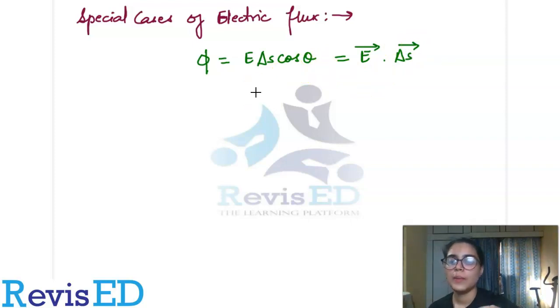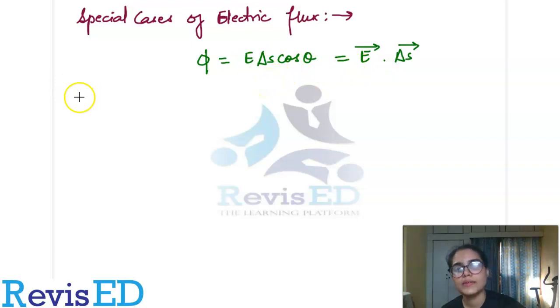Now when we talk about the special cases, first let us understand that this formula is written like this, where the component of vector E along the normal to the area element is multiplied by the magnitude of the area element. This is what this formula defines.